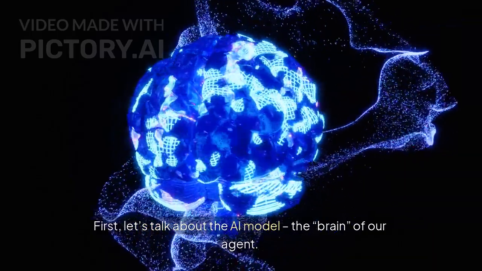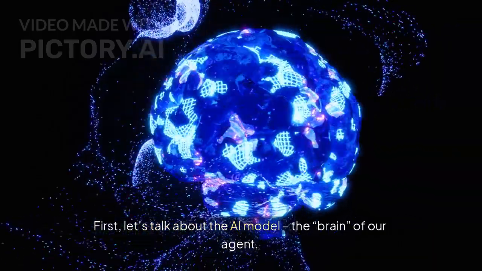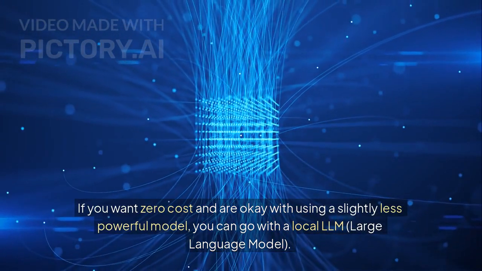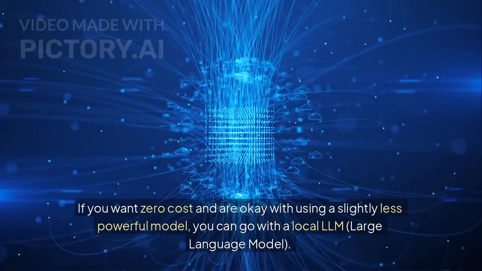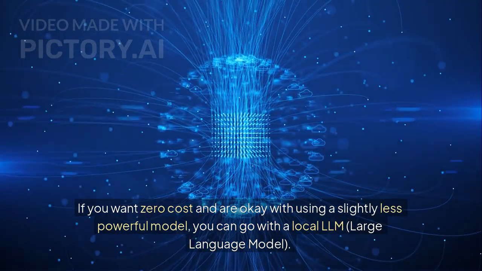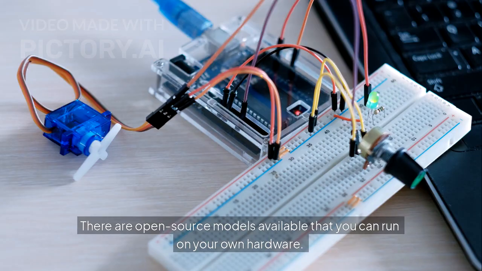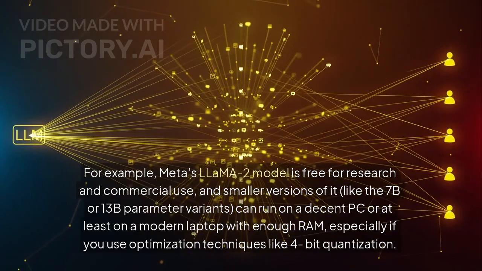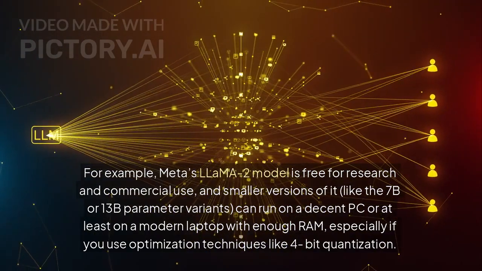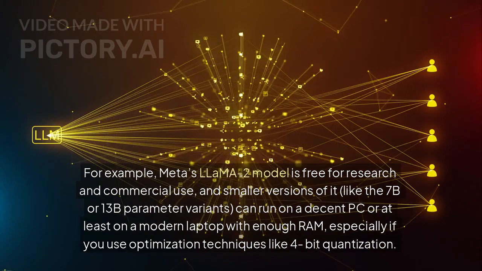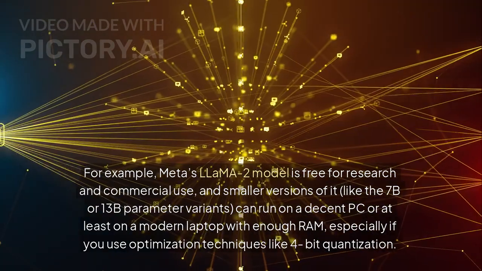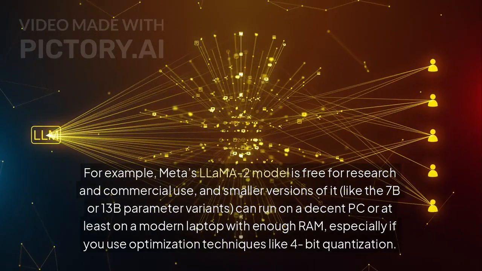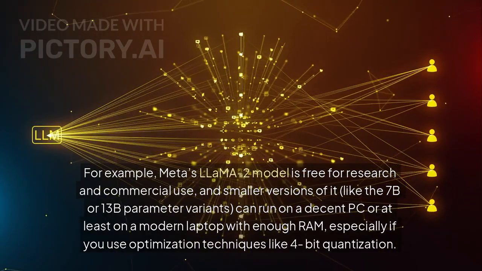First, let's talk about the AI model, the brain of our agent. You have a couple of options here. If you want zero cost and are okay with using a slightly less powerful model, you can go with a local LLM, large language model. There are open source models available that you can run on your own hardware. For example, Meta's Llama 2 model is free for research and commercial use, and smaller versions of it, like the 7B or 13B parameter variants, can run on a decent PC, or at least on a modern laptop with enough RAM, especially if you use optimization techniques like 4-bit quantization.